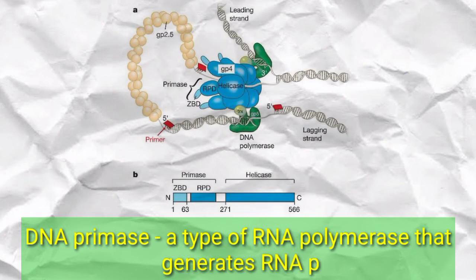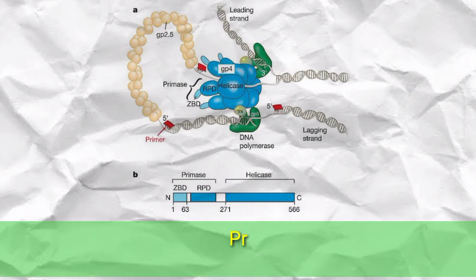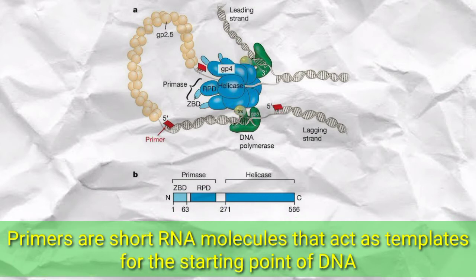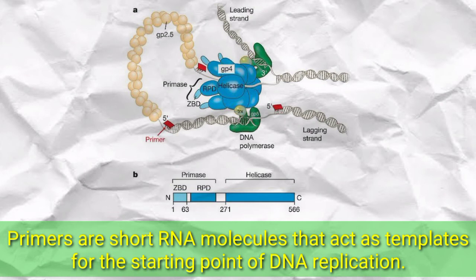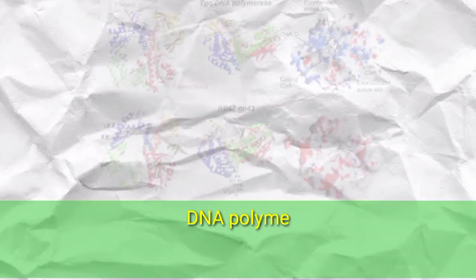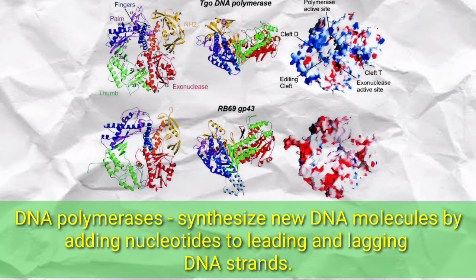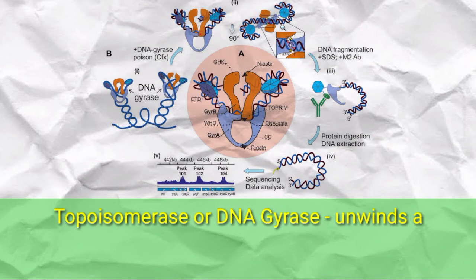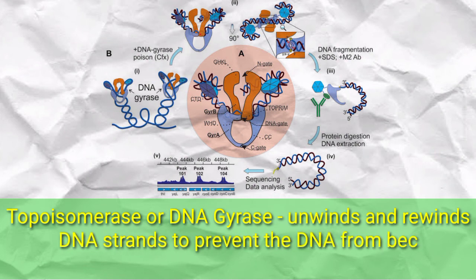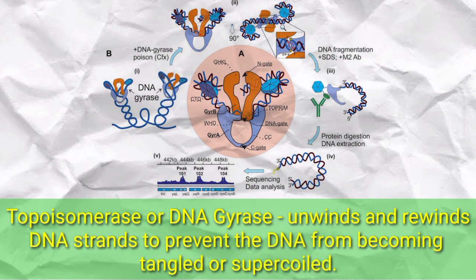DNA primase, a type of RNA polymerase, generates RNA primers. Primers are short RNA molecules that act as templates for the starting points of DNA replication. DNA polymerase synthesizes new DNA molecules by adding nucleotides to leading and lagging DNA strands. Topoisomerase, or DNA gyrase, unwinds and rewinds DNA strands to prevent the DNA from becoming tangled or supercoiled.